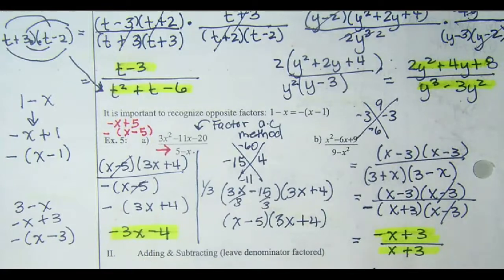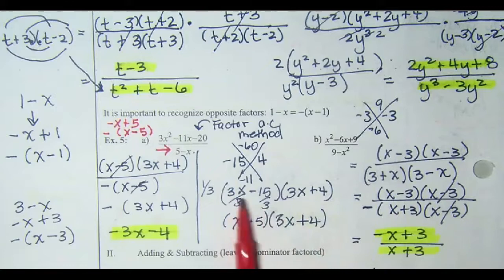One thing to note, over here, I practiced the AC method again. So quickly, I took 3 times negative 20, which is negative 60. Negative 11 was the middle number. The two numbers I needed were negative 15 and 4. So then I had 3x minus 15 and 3x plus 4.